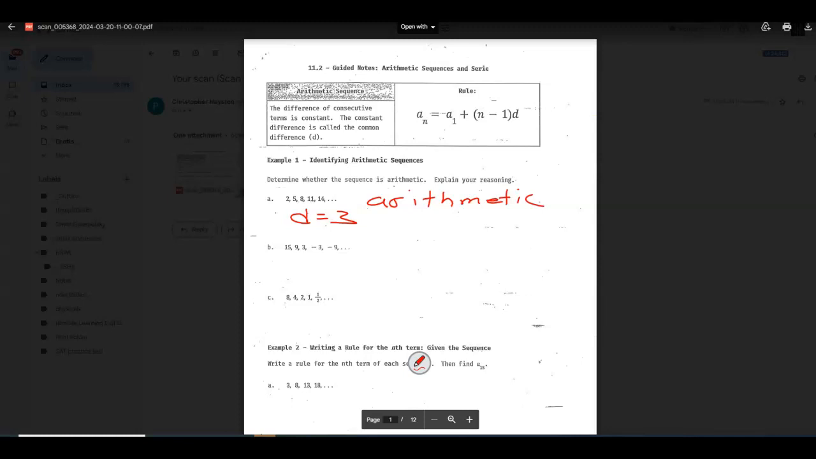Here, we keep subtracting 6 each time. So the difference each time is a negative 6. So my D is negative 6, arithmetic.